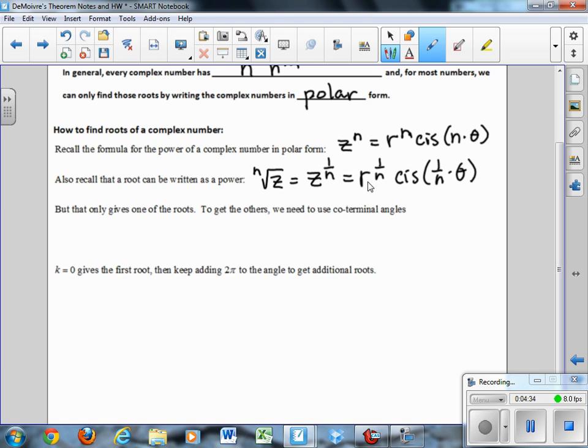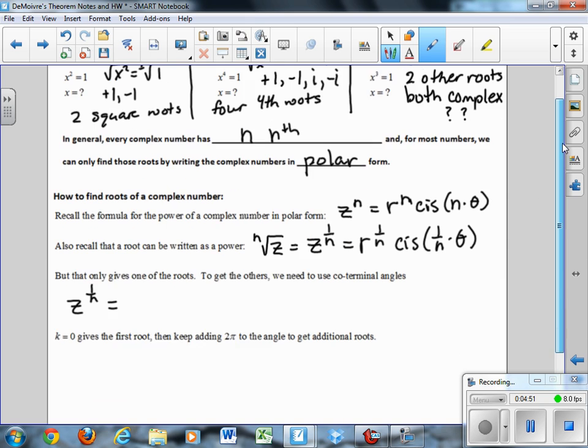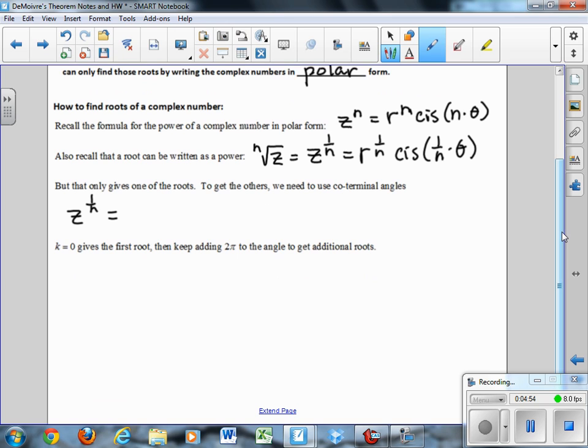But this only gives me one of the roots. So now I have to figure out how do I get the rest of the roots. So this is how we do it. Z to the 1 over n, and this is de Moivre's theorem. De Moivre is a French mathematician, and it's kind of an odd pronunciation, but that's how you pronounce it, de Moivre. Okay, z to the 1 over n is r to the 1 over n cis 1 over n times theta plus 2 pi k, where k can equal 0, 1, 2, etc., all the way up to n.